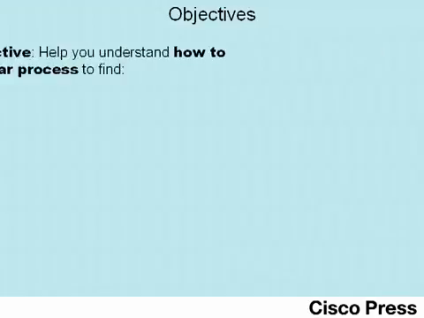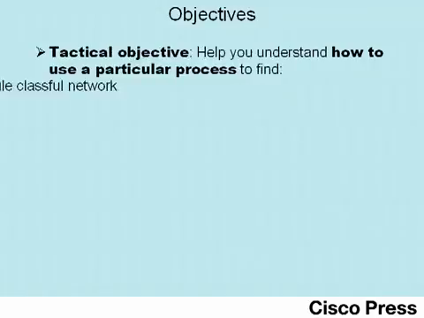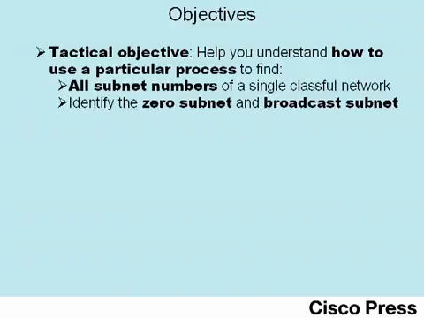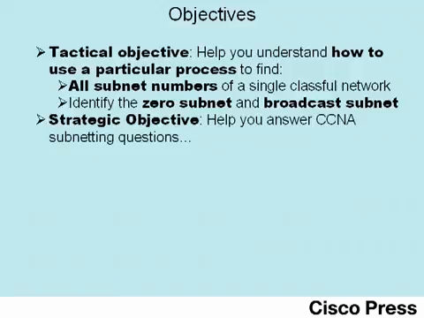This video focuses on a particular process to find a few things about a network number. In particular, this process shows how to find all the subnet numbers of a single classful network, as well as identifying the two subnets that are special, the zero subnet and the broadcast subnet. A broader goal for this video is to be part of a package that helps you learn how to answer CCNA subnetting questions, in particular to teach you how to answer those questions quickly and with confidence.